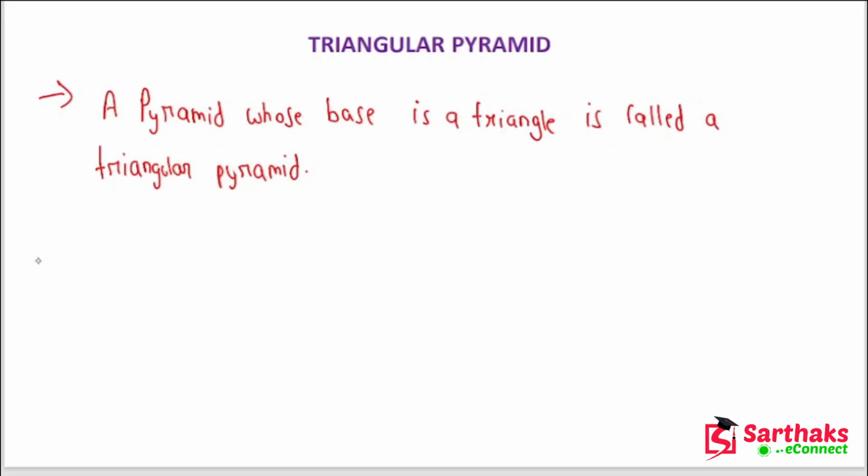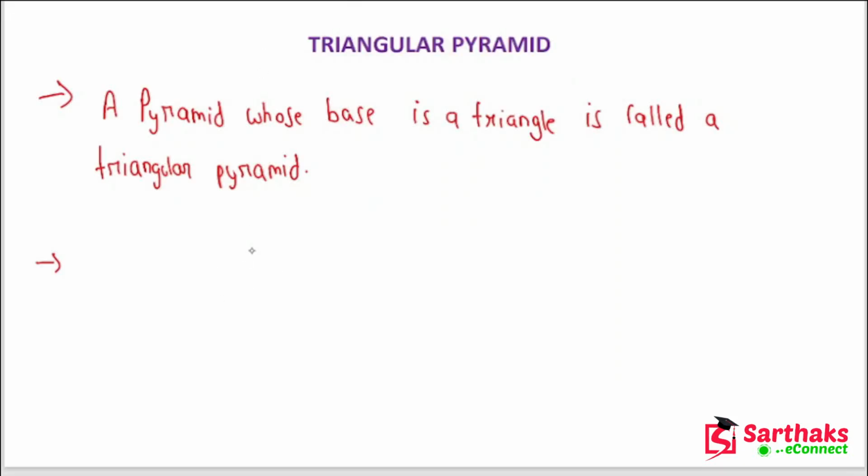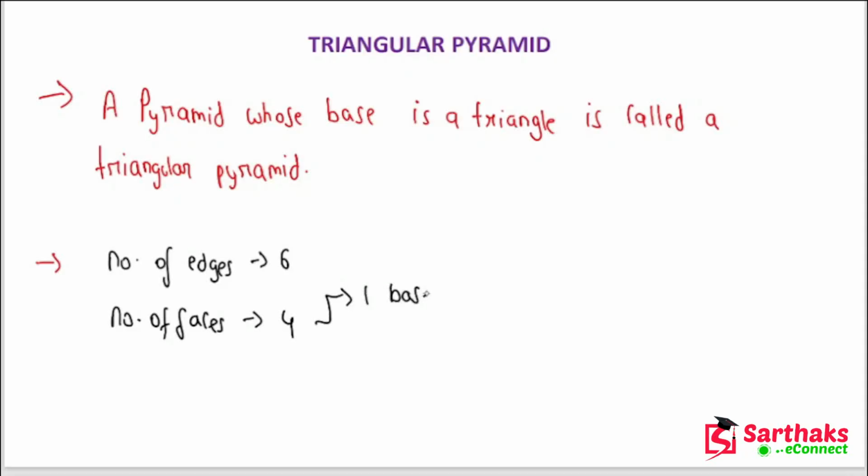So you can clearly see that if we make the base a triangle, then there will be three sides on the base, and similarly there would be three sides connecting the corners of the base to the vertex. So there will be a total of 6 edges, because 3 would be the sides of the triangle and 3 would be the lateral edges. Now what would be the number of faces? Obviously 1 would be the base and 3 would be lateral, so there will be 4 faces.